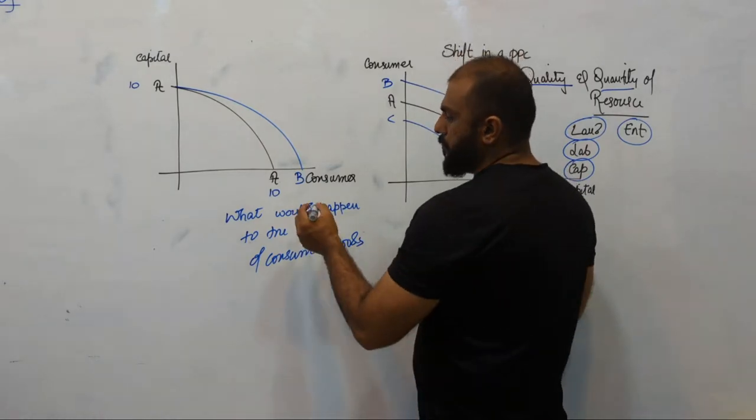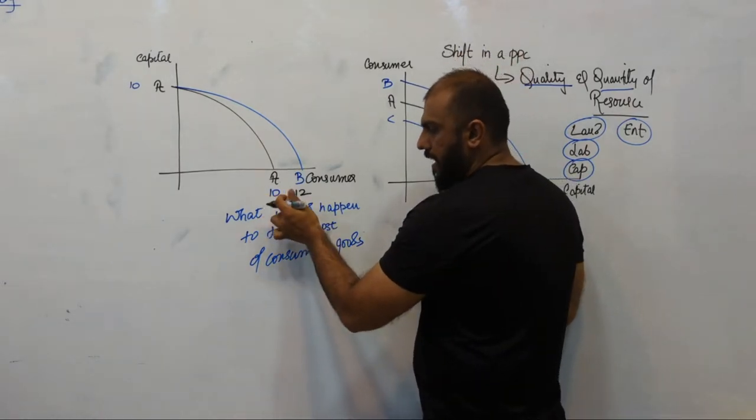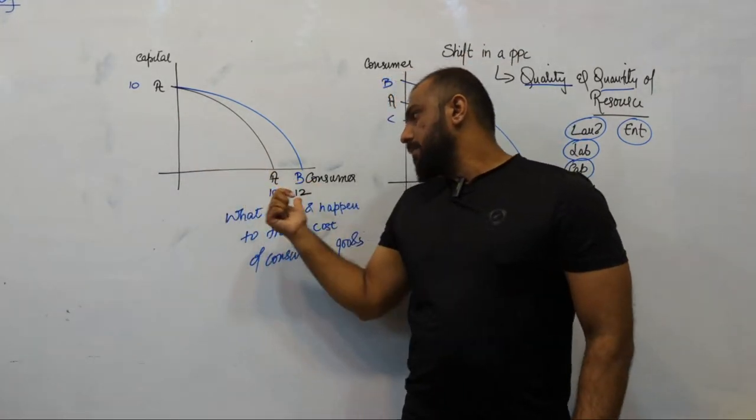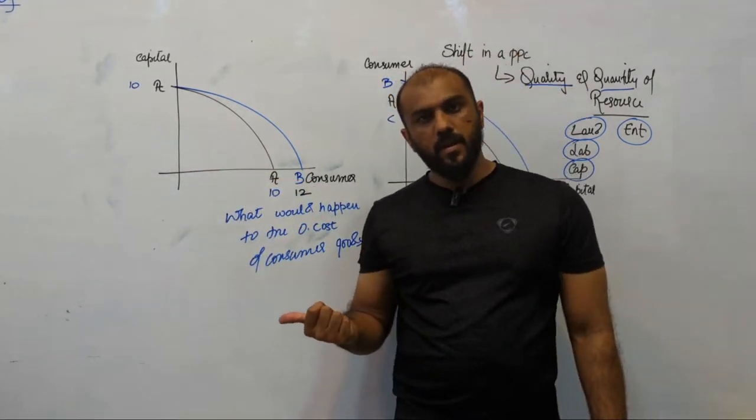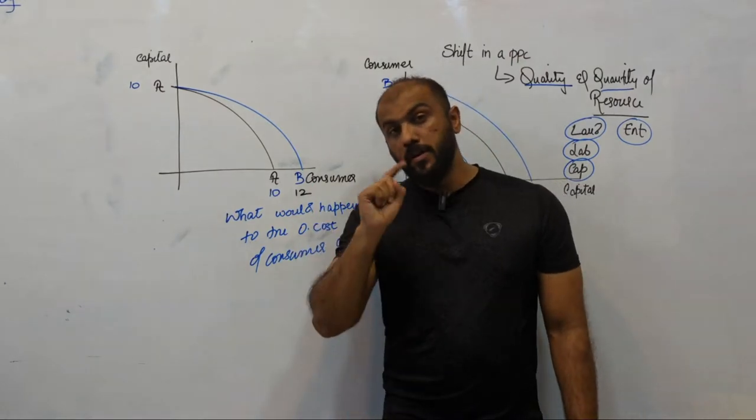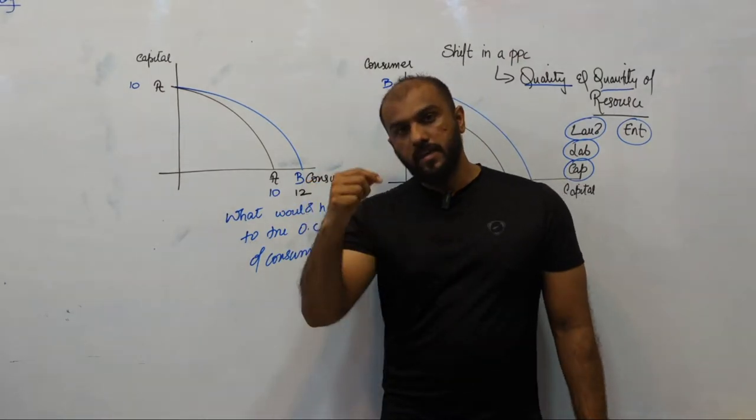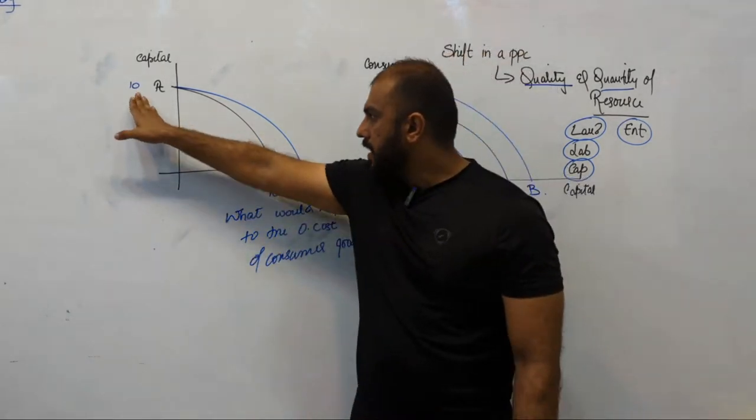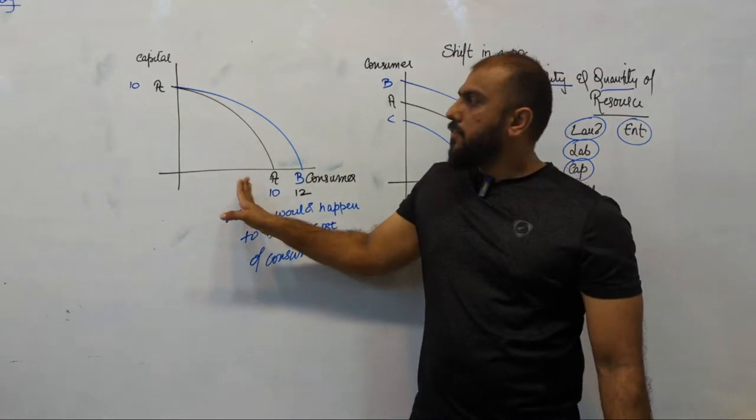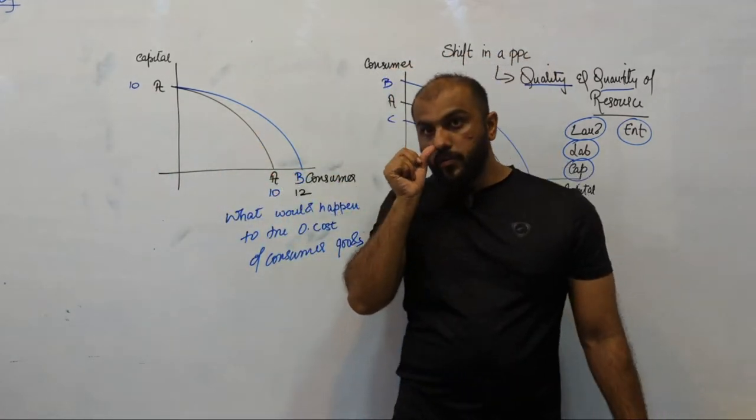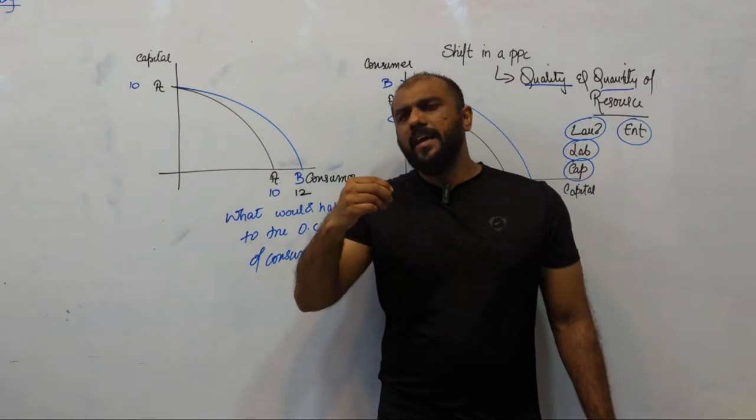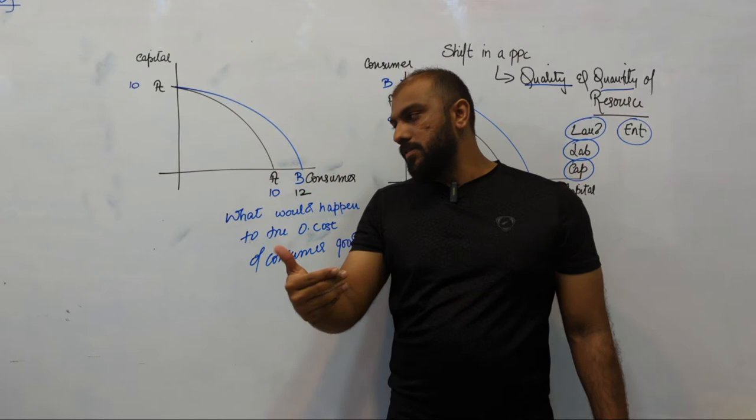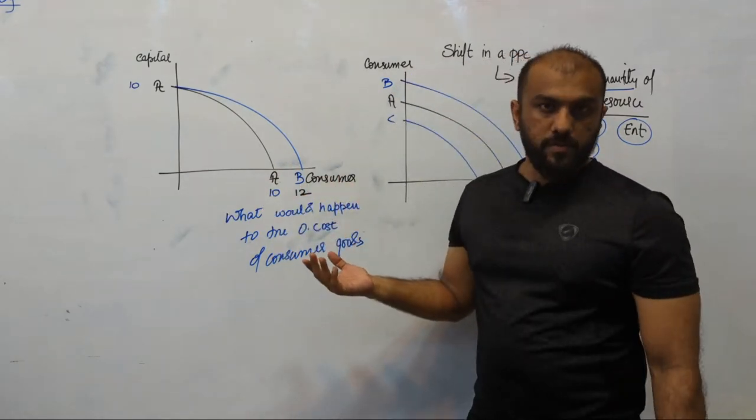Now, when we shift it to B, it's now 12. So it has to be more than 10, right? So now for 10 capital goods, we can produce 12 consumer goods. This means that the opportunity cost for consumer goods has actually decreased. So for 10, we were producing 10 earlier. For 10, we are producing 12. So it can be said that we need to sacrifice fewer capital goods to produce more consumer goods, right?